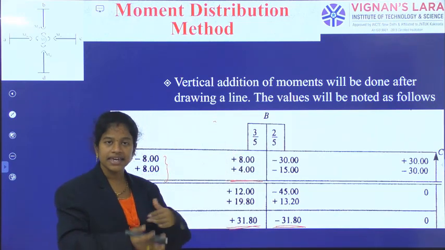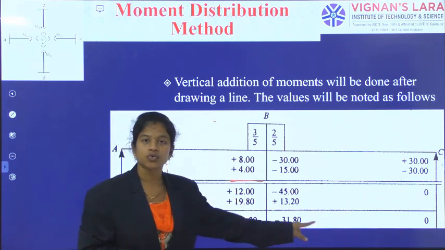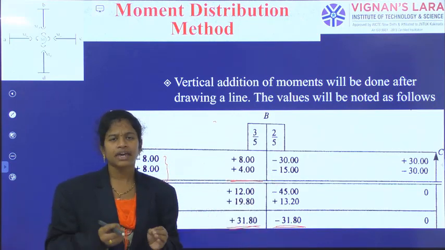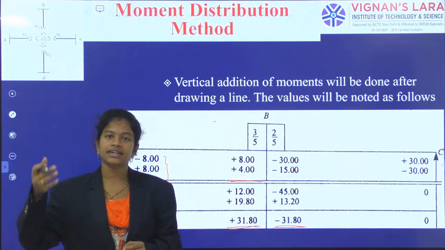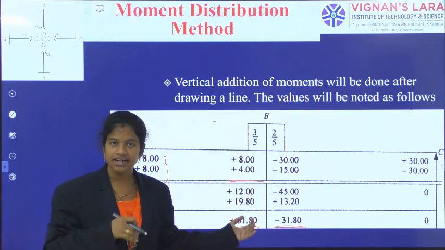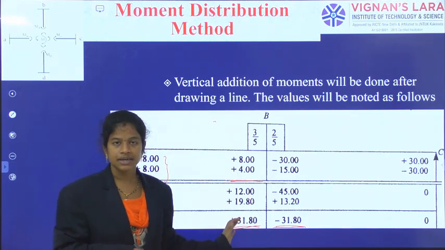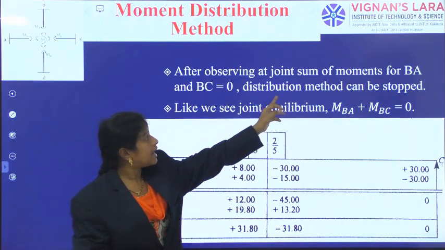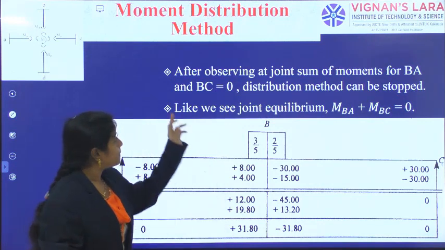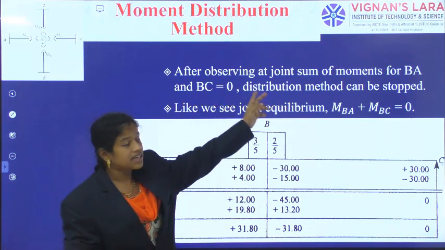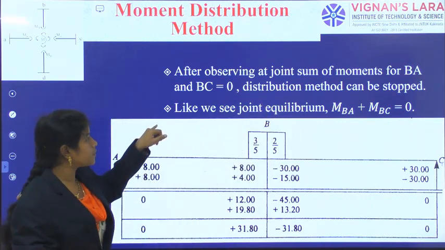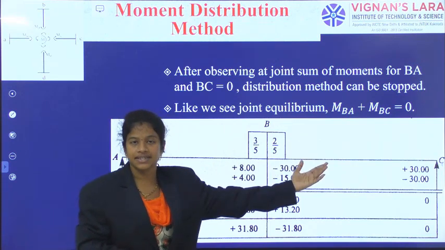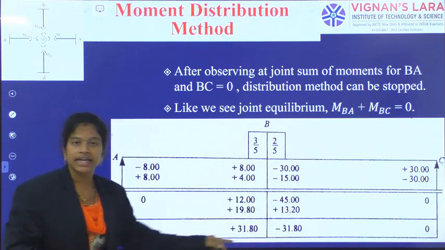In this way, the cycle will be continued for making these two values either equal or the summation near to 0. Maybe some decimals like 0.0 may come because of our corrections, but generally it may be equal to 0, so that we will stop the calculation. After observing at the joint, the sum of moments for BA and BC is equal to 0. The distribution method can be stopped. Like we have already observed for the joint equilibrium, MBA plus MBC is equal to 0. In this way, I will conclude the table with a line.